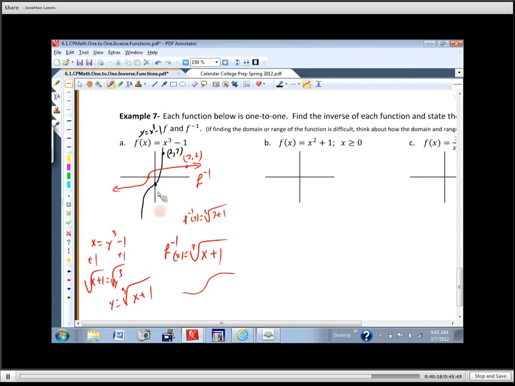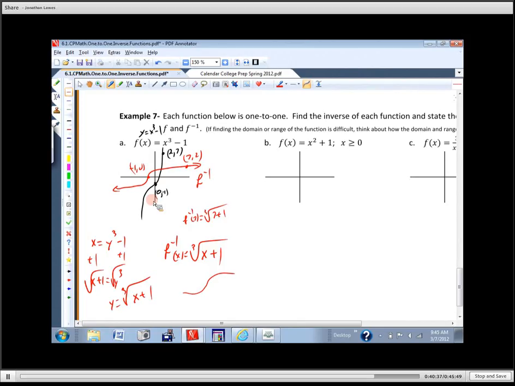I'm going to label this point right here. It normally was at the origin. It's now at 0, negative 1. What is this point right here on the inverse? Negative 1 comma 0. Look how the x's and y's got switched. Okay? All right. Any questions?